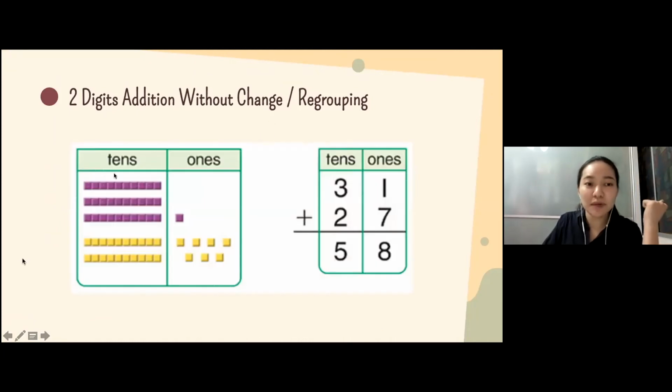So remember, in number concept we emphasize a lot on tens and ones. So this is where it comes into play. We know that 31 is 3 tens and 1 one. 27 is 2 tens and 7 units. Add all together, how many do we have? So always start with the manipulative way, a way that they can visualize.